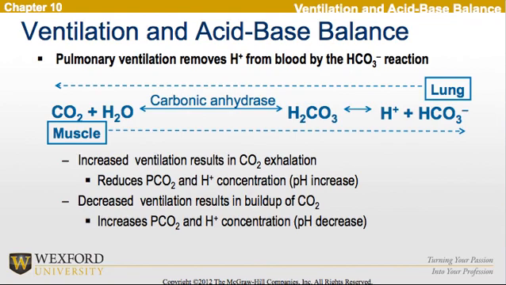Now, if we look at ventilation and acid-base balance, we see that pulmonary ventilation removes hydrogen from the blood by the bicarbonate reaction. This results in increased ventilation and carbon dioxide exhalation, and it reduces the partial pressure of carbon dioxide and the hydrogen concentration, with a pH increase. Now, decreased ventilation results in a buildup of carbon dioxide, where we see an increased partial pressure of carbon dioxide and hydrogen concentration, which leads to a pH decrease.